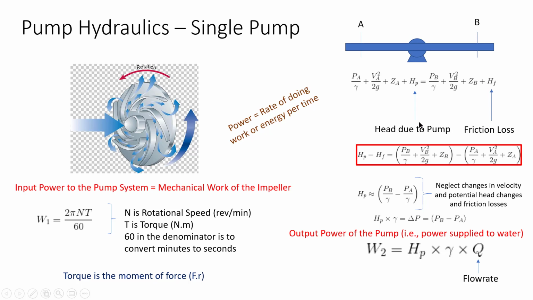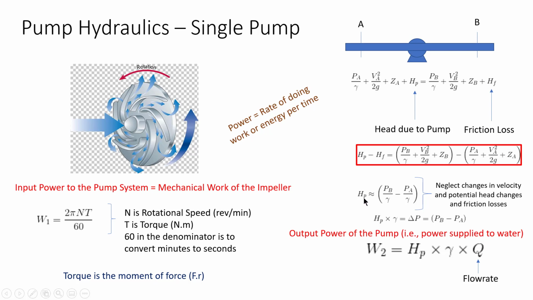So if I collect the head due to the pump and loss due to the pump on one side, you can see that the net head due to the pump, minus the friction losses, is equal to your total head at the outlet of the pump minus the total head at the inlet of the pump. If we further say that the pipe diameter is the same, then my velocity B is equal to velocity A, and if the elevation differences before and after the pump are not significant, then we can neglect ZB and ZA and assume they are approximately the same.